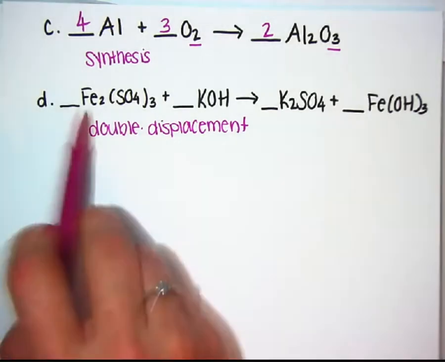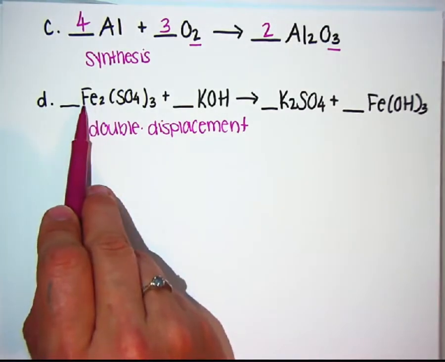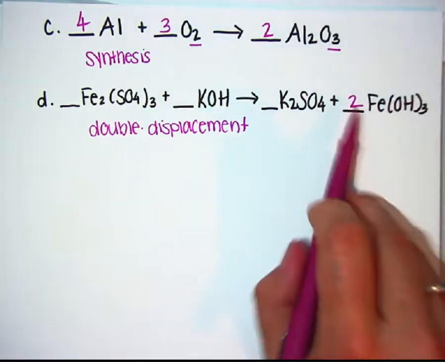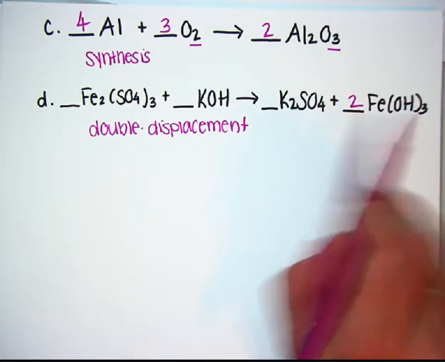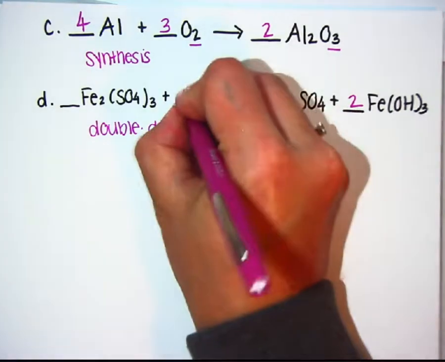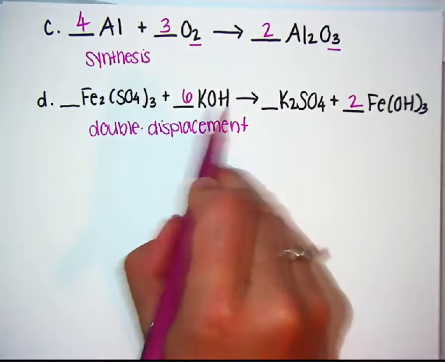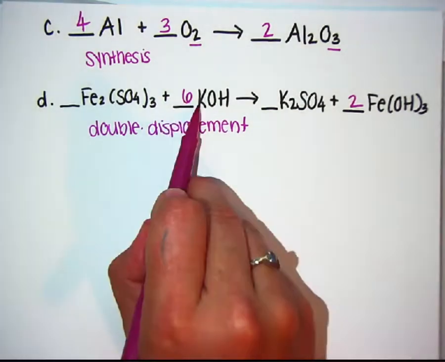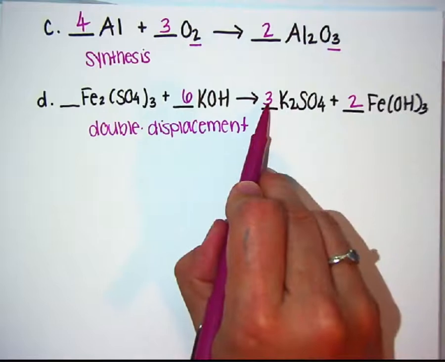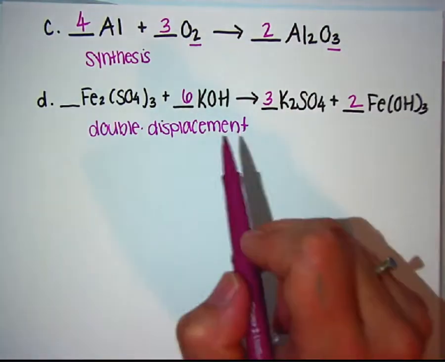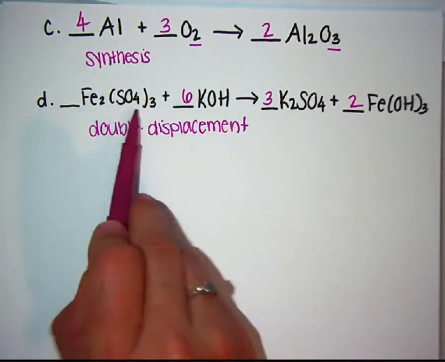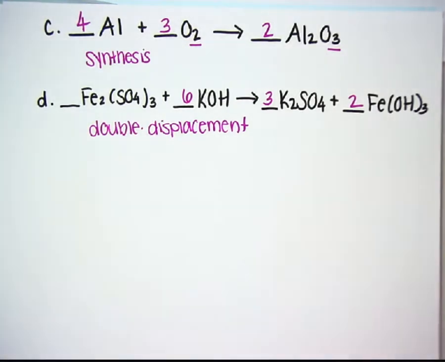Let's balance. On the left-hand side, I have 2 irons. Here I only have 1. Let it lead you. 3 hydroxides times 2 gives me 6 hydroxides. Here I only have 1. 6 hydroxides. That now gives me 6 potassiums. Here I only have 2, so I can add a coefficient of 3. 3 times 2 gives me 6. And then look what happens with our sulfates. 3 sulfates, 3 sulfates. So this one is balanced.